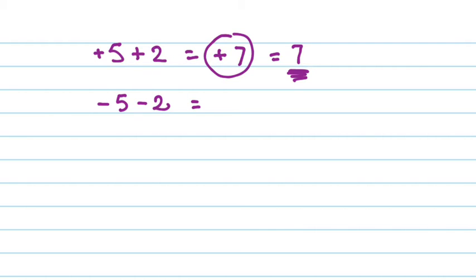So what is the sign of the 5, guys? Negative. What's the sign of the 2? Negative. So they're both negative. So the signs are the same. So I'm going to keep the sign and do what to the numbers? Add them. There you go. Keep the sign and add.